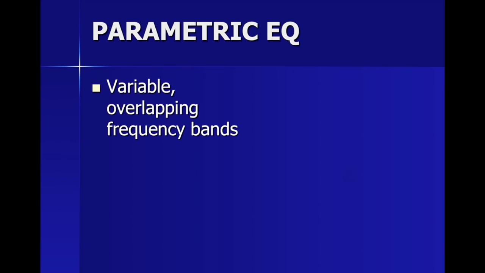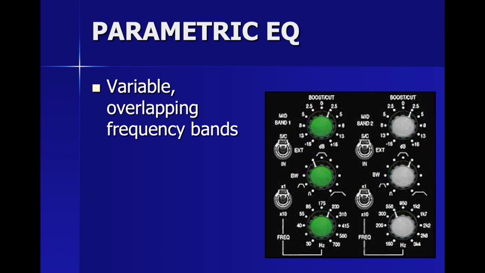Okay, let's take a look at a parametric EQ. Now this one uses similar types of peaking filters. However, the big difference is that we have control over the bandwidth now. So we still have variable overlapping frequency bands. We're showing 2 bands of this EQ right here. And here's our frequency range. You can see it starts at 30 hertz and goes up to 700.